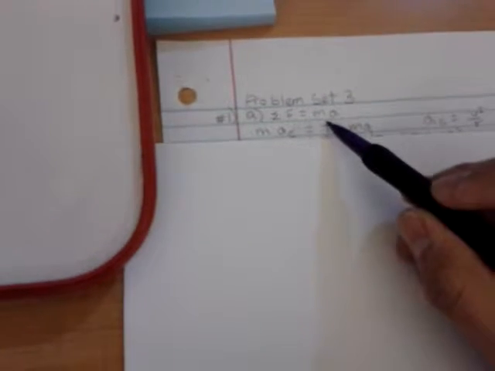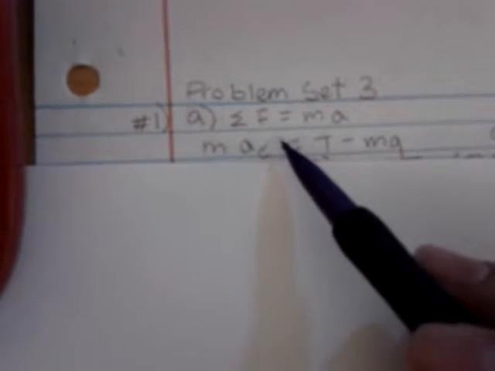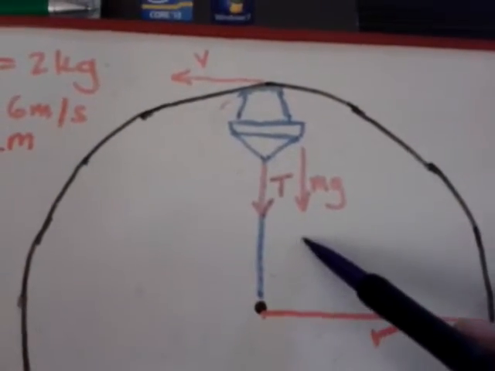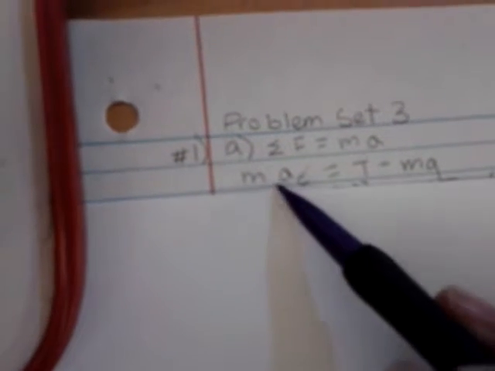Okay, and so what do we know for sure? We know that net force is equal to mass times acceleration. And we know it's moving in a circle, so we know that there is a centripetal acceleration towards the center. So what are the only two forces acting on it? It's tension and the force of gravity. So you can see here that this equals tension minus gravity.